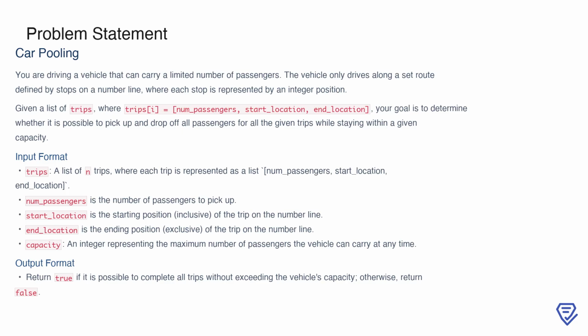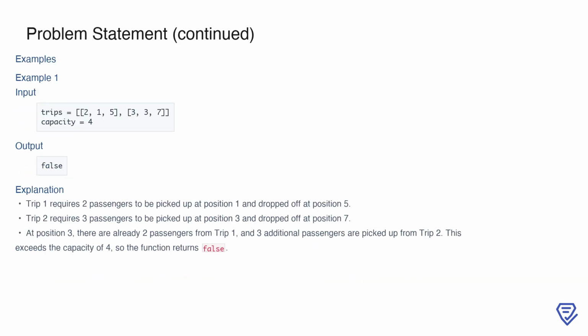The input consists of the trips array, where each trip is represented as number_passengers, start_location, end_location, and an integer capacity that defines the maximum number of passengers the vehicle can carry. The output is a Boolean value: true if all trips can be completed within the capacity, and false otherwise. Here's an example to illustrate the problem.